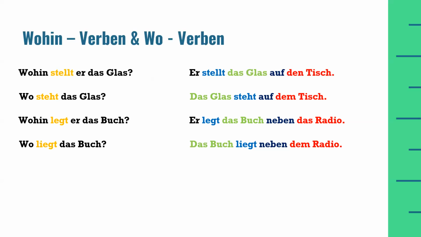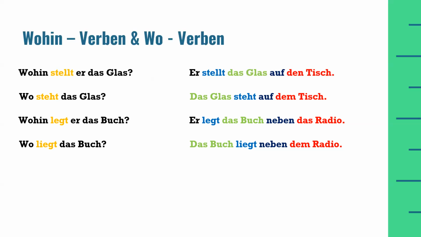The difference between stehen and liegen is that if we have to put something in an upright position or in a vertical position, then we use stehen. And if we have to put something horizontally, then it will be liegen. So, wo liegt das Buch? Das Buch liegt neben dem Radio. The book is lying beside the radio.